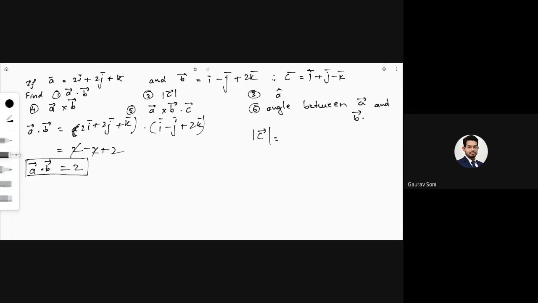So I've just given you one example which will recall everything that we have done in the previous lecture. The first one was the dot product of the two vectors a bar b bar. The second one is the modulus of c bar.